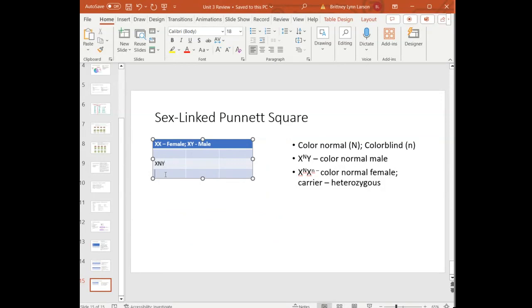And if you're asked to do this and you don't want to do the superscripts, that's fine. But I'm not going to put the Y there because he would donate an X to one gamete and a Y to the other.